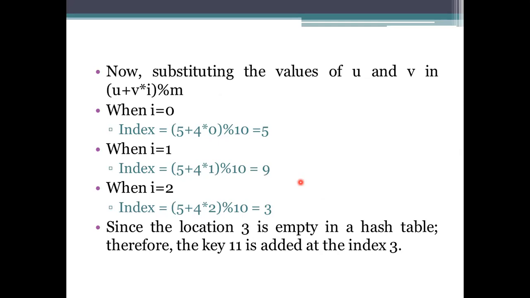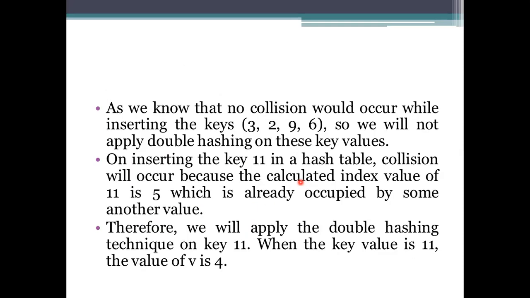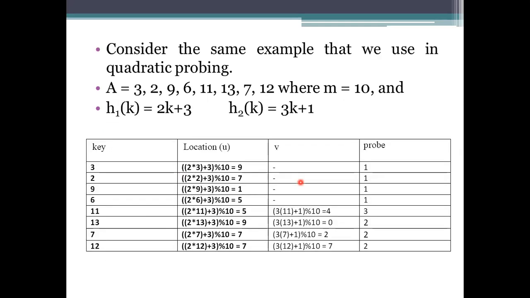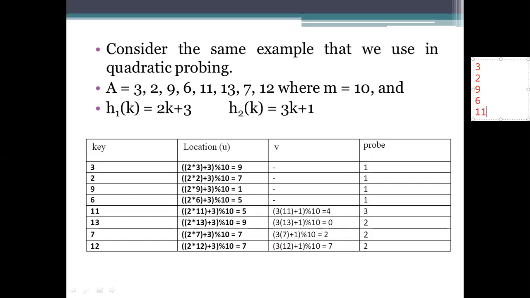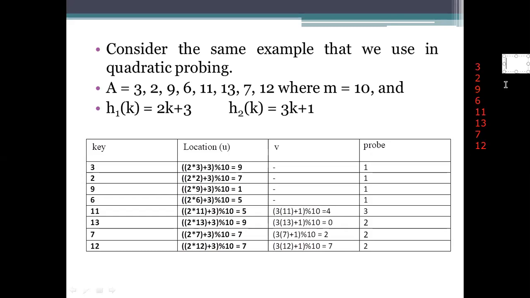So we need to consider at which space we need to store the values. Here we are counting how many values we have. It has been used at the 9715. 3, 2, 9, 6, 11, 13, 7, and 12. Which has been used at 9, 7, 9, 7, 1 and 5. Okay.